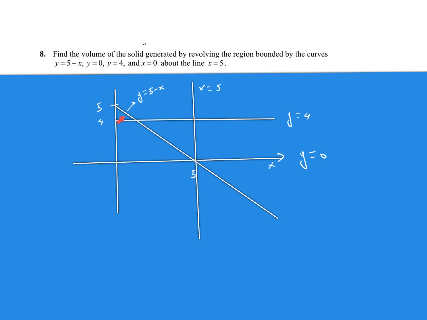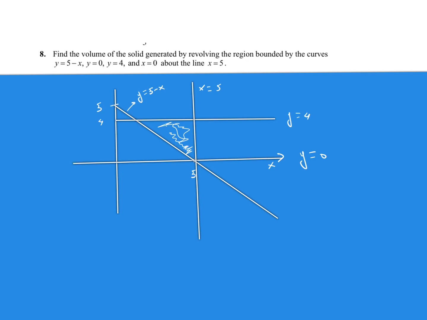Also the other line is y equals 4, x equals 0. X equals 0 is the y-axis, and the line x equals 5 is this one. You are revolving the figure about x equals 5. So x equals 5 is the axis of rotation of the whole figure. And you are going to find the volume of what figure? Well, I suppose it's this figure that we are going to find.